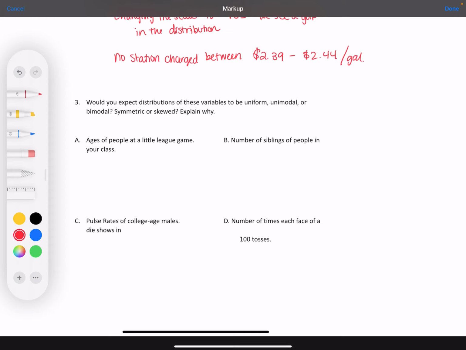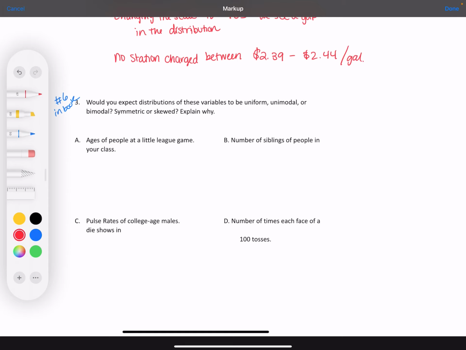I don't have a lot of room down here at the very bottom, so in a minute I'm going to write something else, but I'm going to write it over here. We're going to do number 3 first, and then we'll do that. Also just FYI, this one is number 6 in your book. Okay. All right, would you expect distributions of these variables to be uniform, unimodal, or bimodal, symmetric or skewed, and explain why?